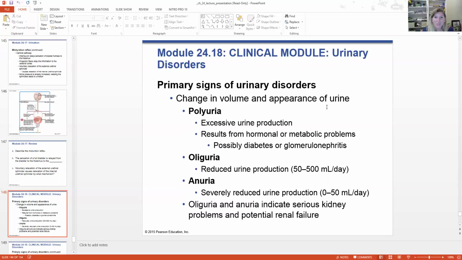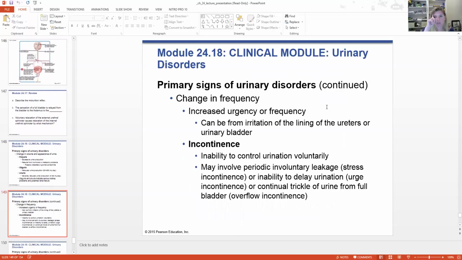As little as 50 milliliters per day. Oof, goodness. Anuria is when you almost have none. Oliguria and anuria can indicate a very serious kidney problem and renal failure. So definitely, if you haven't gone in a while, get that checked out. Any change in frequency, increased urgency or frequency of urination can be from the irritation of the lining of the ureters or urinary bladder itself. So you need to obviously get that checked out.